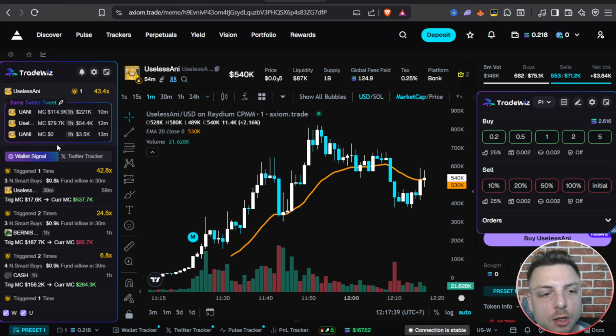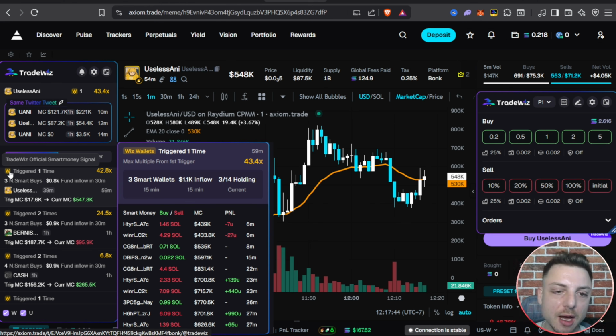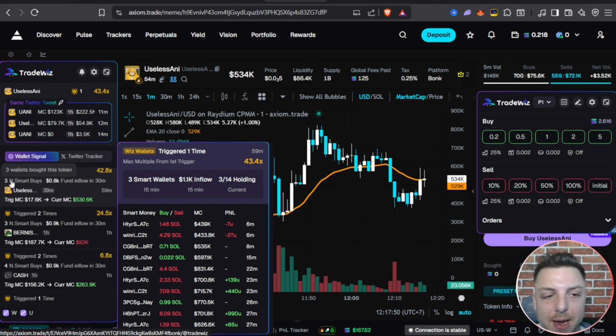And here, what I'm going to show you is this particular coin was triggered one time by 3 smart wallets that bought this token. So TradeWiz is automatically tracking smart wallets that are buying into this token.